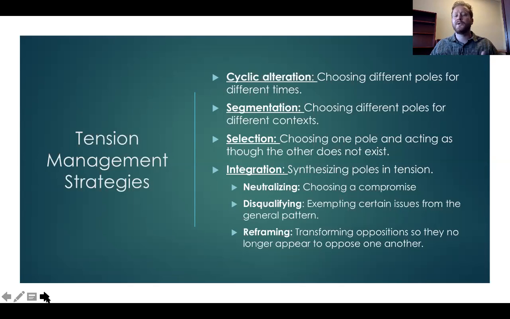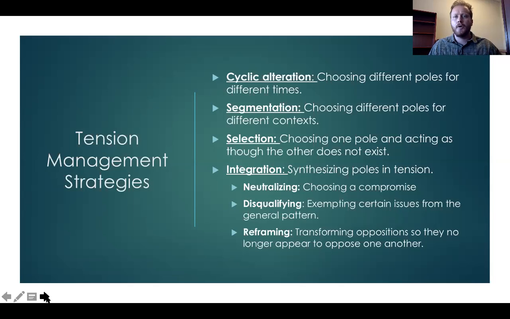Selection would be choosing one pole and acting like the other does not exist. So for an example, if you are interacting with people that are extremely open, you might really ignore your perspectives of being closed or being protective with your communication. You might be open to when the situation calls, depending on the relationship. However, you might also establish your own self-independence or autonomy.